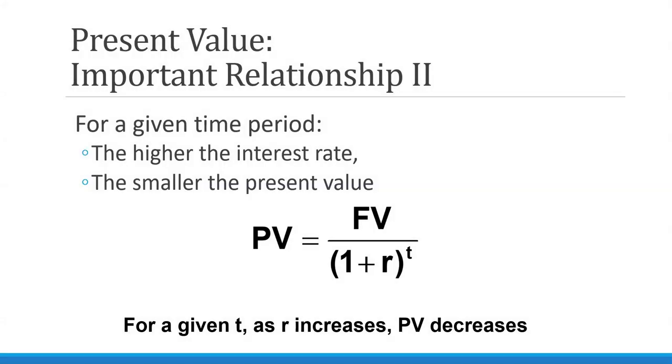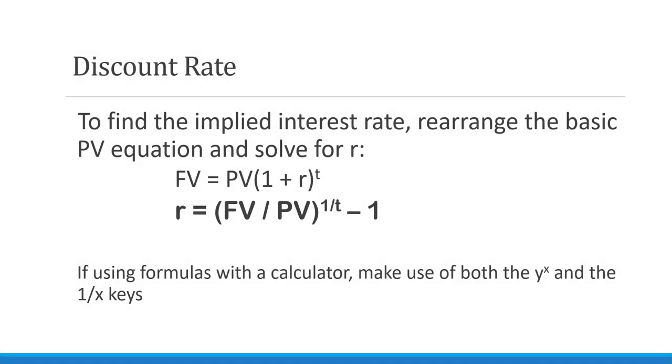Another present value relationship is that the higher the interest rate, the smaller the present value. So regardless of time frame, if we increase the interest rate, the present value is going to decrease. To find the implied interest rate, we rearrange the basic present value equation and solve for R. This is if we don't know what the interest rate is, but we know the future value, the present value, and the number of time periods. We can use that to calculate the rate.